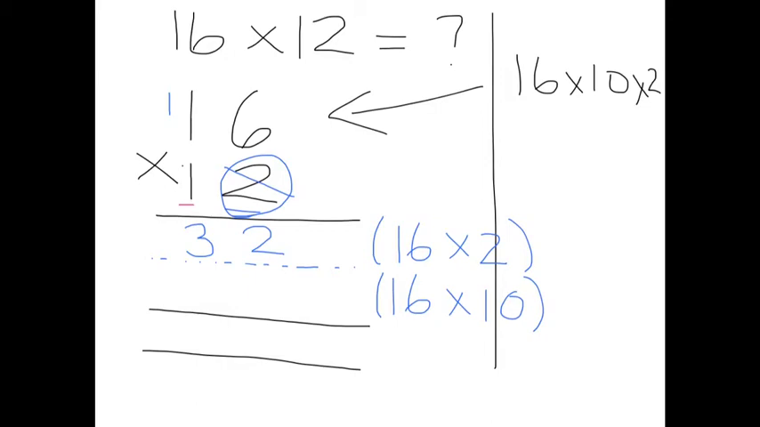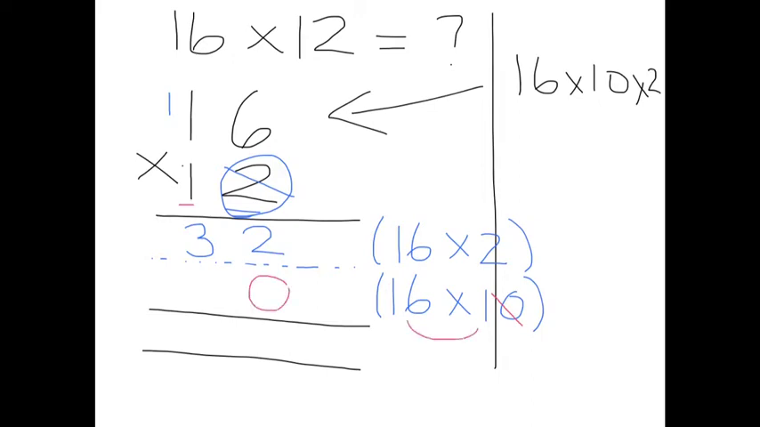You know that when you're multiplying by 10, the number always ends in a 0. And that's because if I said 16 times 10, my answer would be 160. So it is much easier for us to say 16 times 10 I know is going to end in a 0. So let me use my 0.